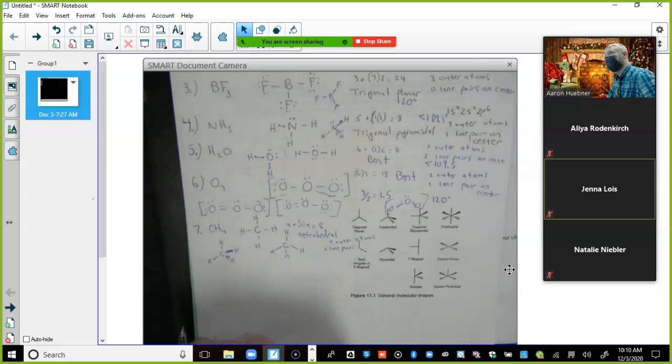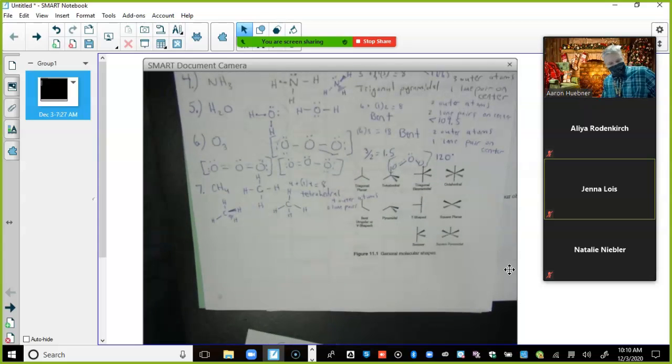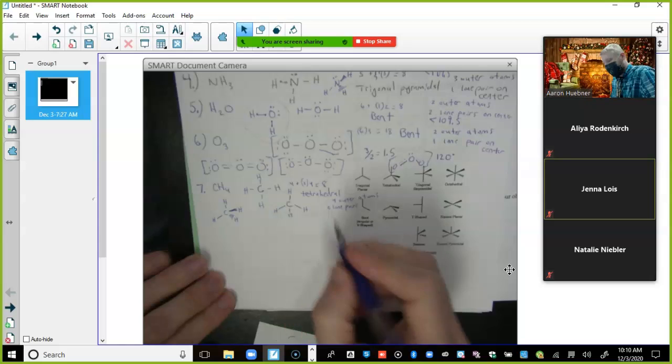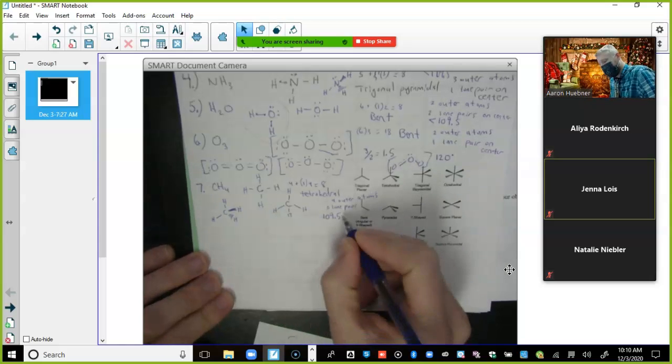Just showing the 3 dimensions. IB is really particular on that. They want to see the 3 dimensions in the drawing. Alright, that was tetrahedral. We got to get the bond angle. Bond angle is going to be exactly 109.5.